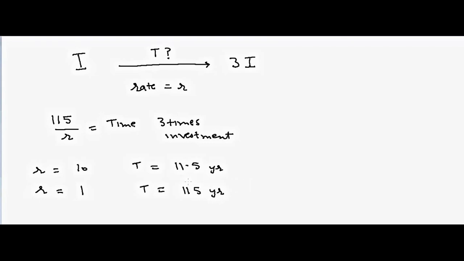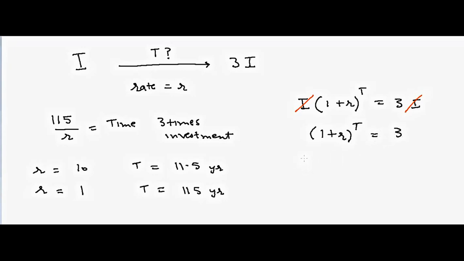So why does this happen? Let's try to solve this problem with the general approach. The general approach is to have your investment, and we multiply this investment with (1 + r), and each year it is compounded, so we have it raised to power t, and that should be equal to 3I, because we are looking for the investment to grow 3 times. In that case, your I will cancel out, and we're left with (1 + r) raised to power t is equal to 3.